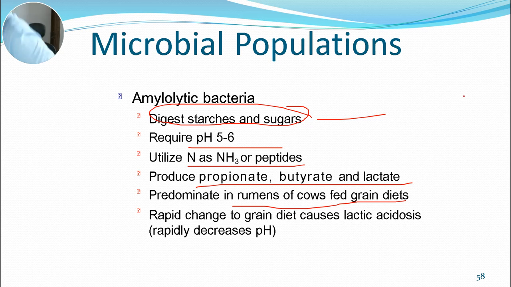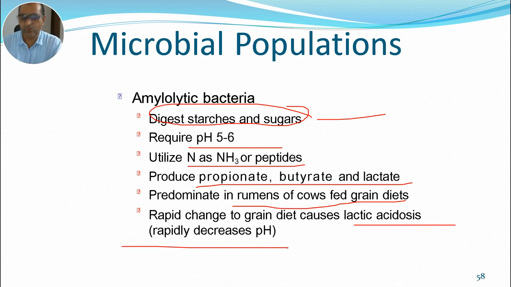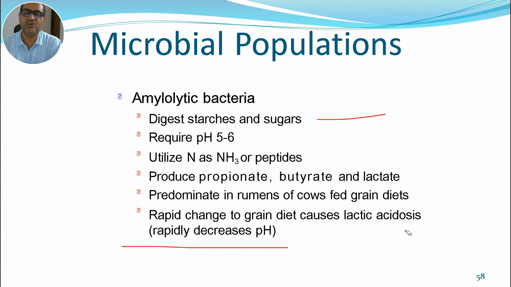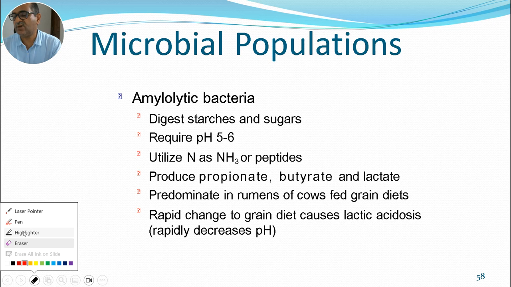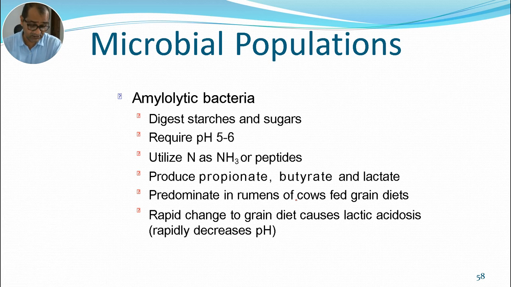A rapid change to a grain diet causes lactic acidosis, and suddenly the bacteria are going to die. Lactic acidosis is one of the most dangerous things as far as ruminants are concerned. Hence, it should not happen, especially in the case of cattle.